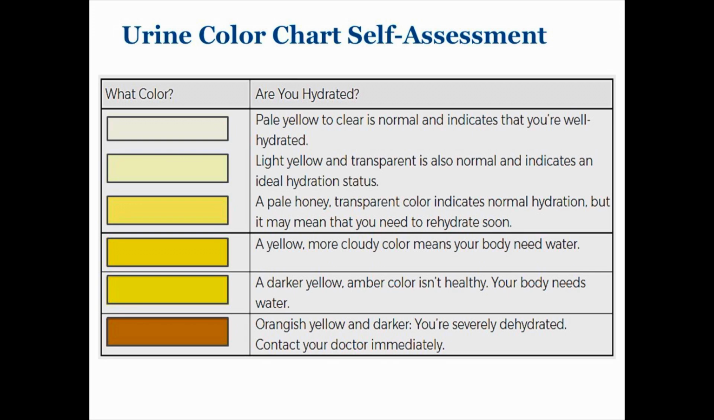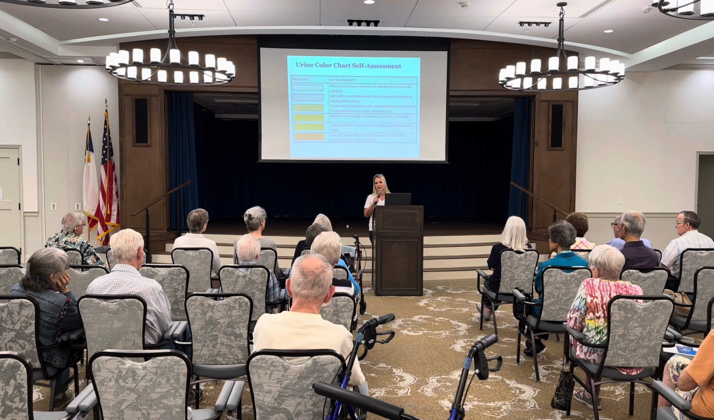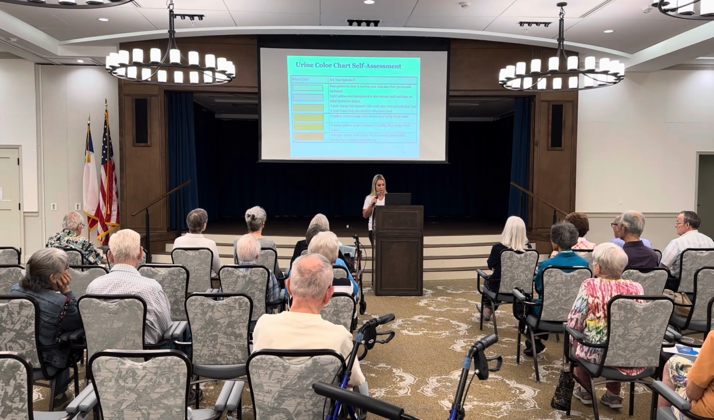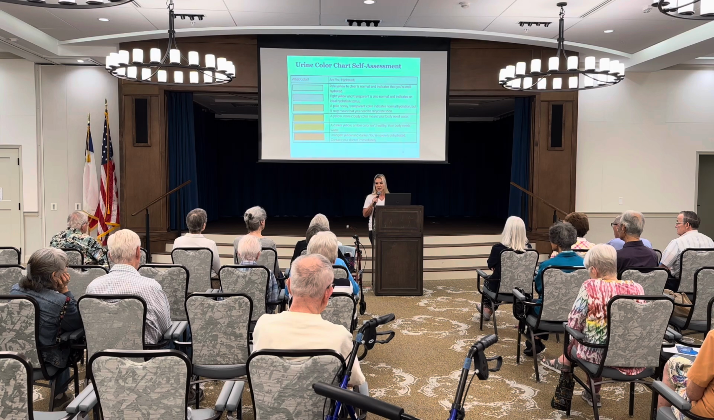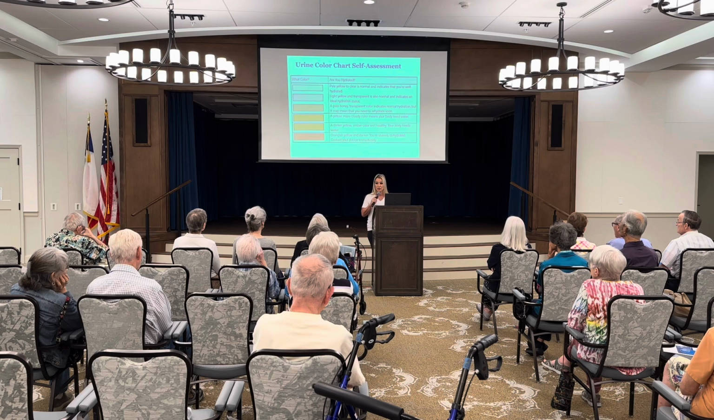A darker yellow is not healthy. Your body needs water, it's trying to tell you. Orange or darker, you're severely dehydrated and you should contact a doctor. That can occur also with rhabdomyolysis, if I could say it correctly. It's something that athletes experience sometimes where the body breaks down proteins faster than it can flush them out of the system, but it shows up in the urine like that, very dark. So either situation, it's important to contact somebody professional, because that's a big sign of severe dehydration.